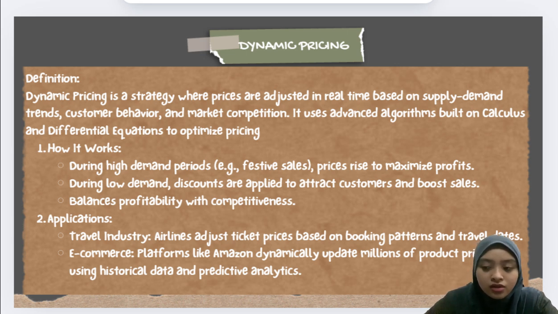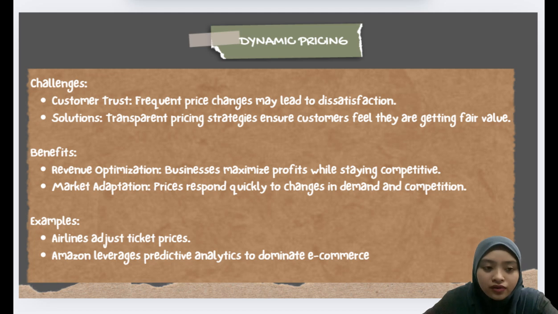Next, an example of application of dynamic pricing. Take the example of the travel industry. Airlines adjust ticket prices based on booking patterns and travel dates. Meanwhile, e-commerce platforms like Amazon dynamically update millions of product prices daily using historical data and predictive analytics. The challenge of it is customer trust because frequent price changes may lead to dissatisfaction. So the solution to the problem is a transparent pricing strategy. Ensure customers feel they are getting fair value.